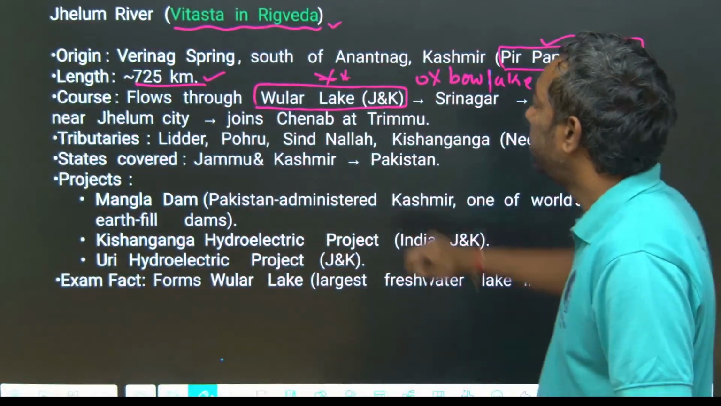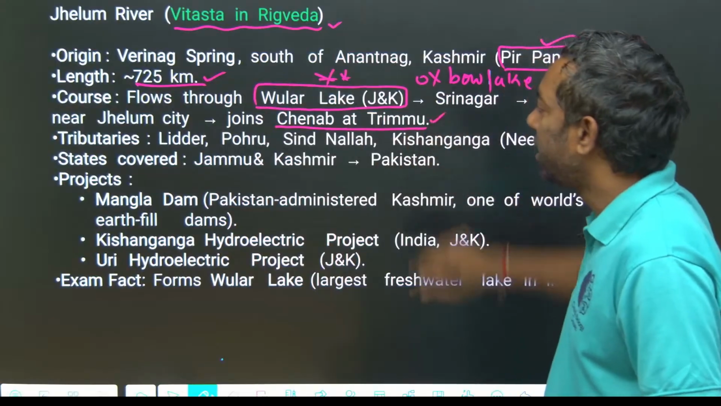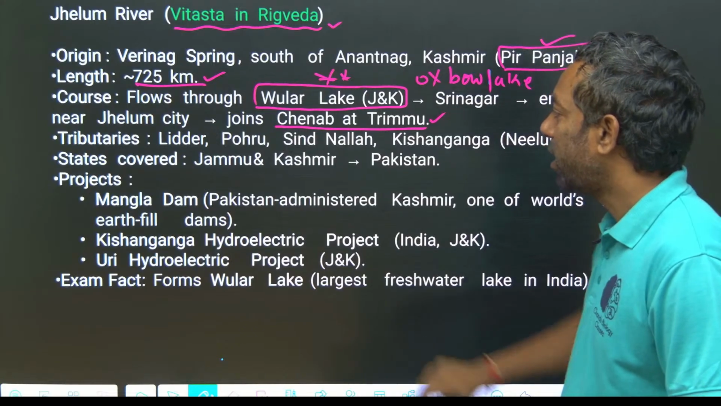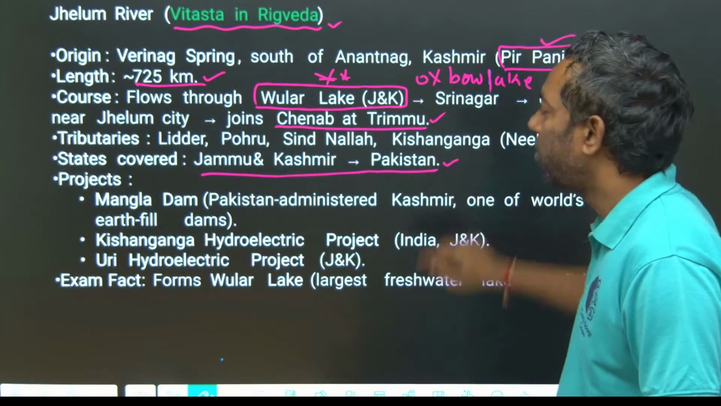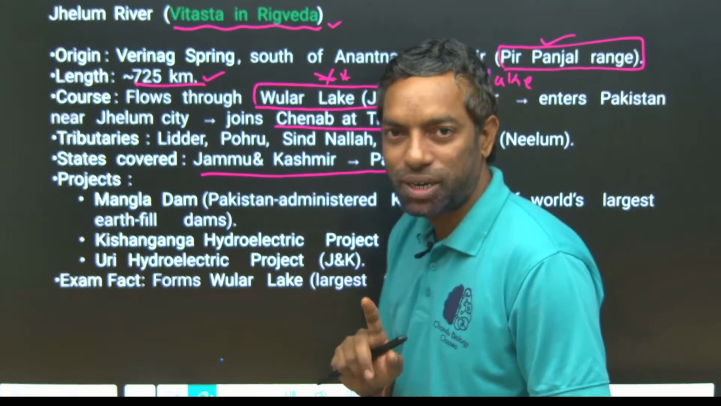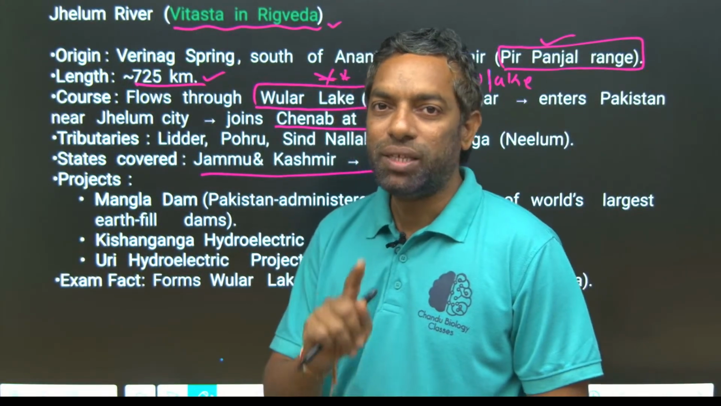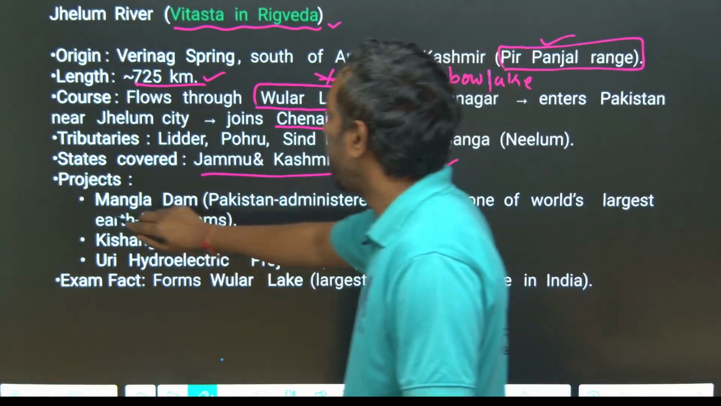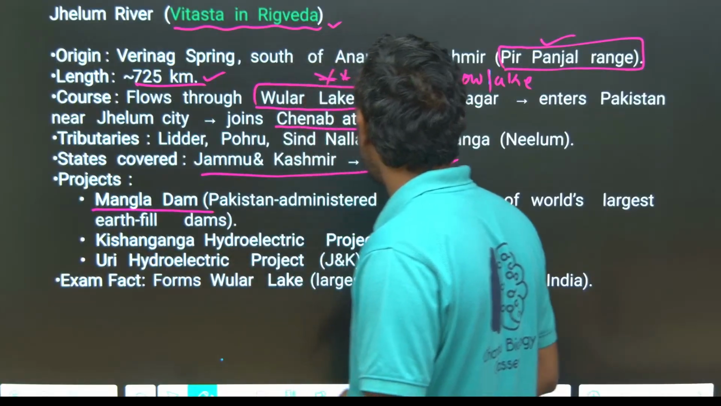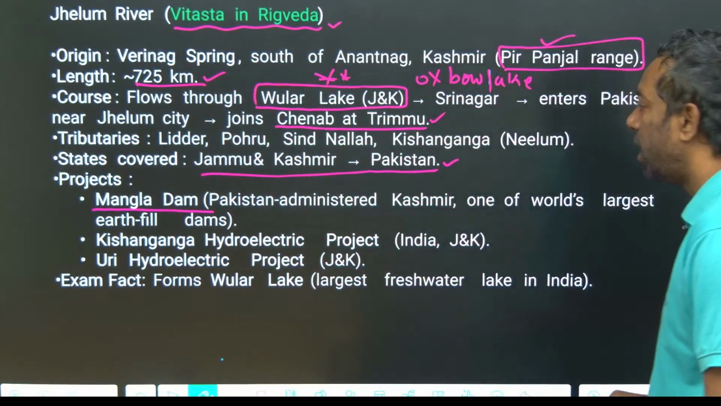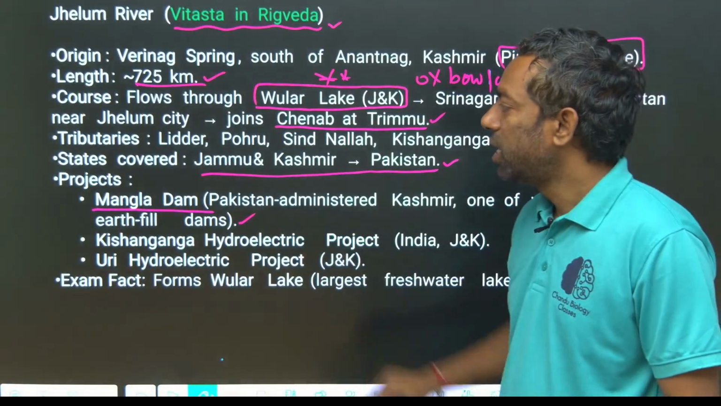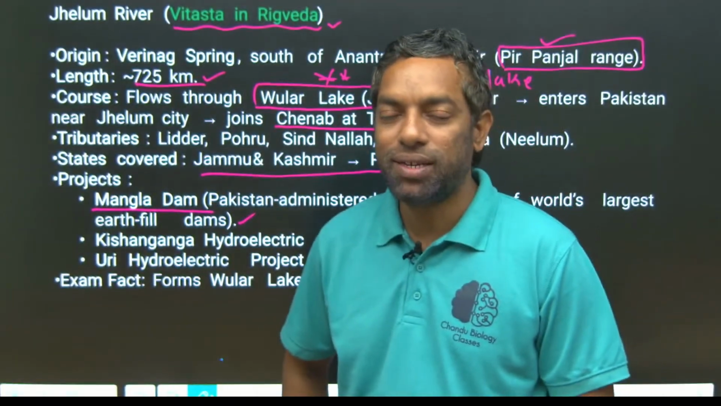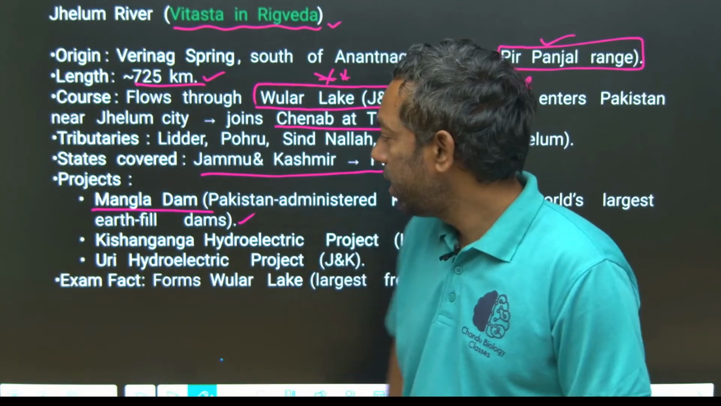Jhelum joins Chenab at Trimmu area. States covered: Jammu Kashmir and Pakistan. Jhelum flows only in Jammu Kashmir, no Himachal Pradesh, no Punjab. This is a key point. Mangla Dam, in Pakistan-administered Kashmir, is one of the world's largest earth-fill dams. They can ask you which river Mangla Dam is based on. That is Jhelum.